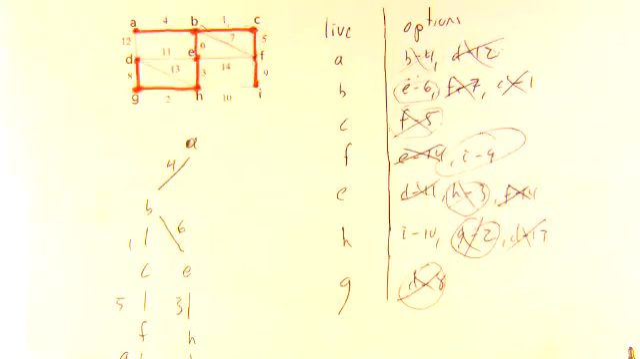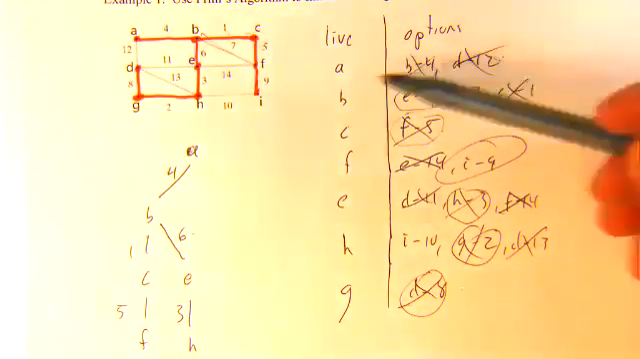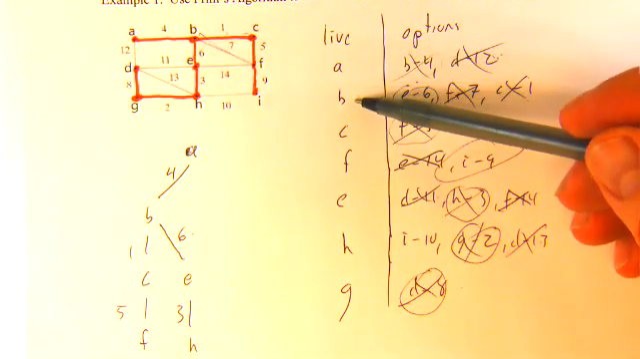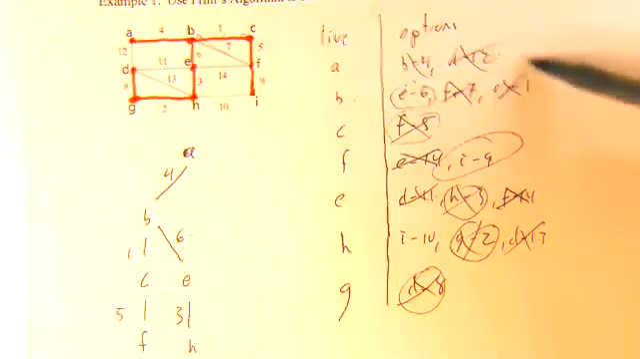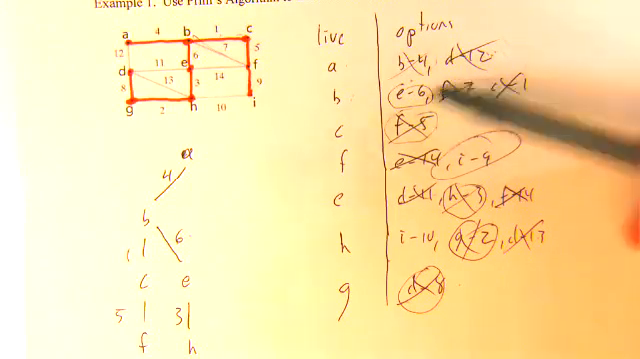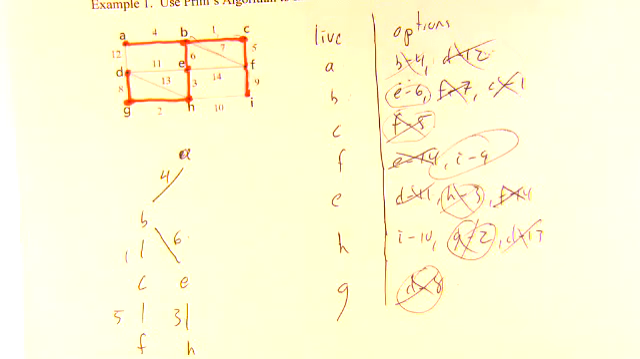So how do you go about doing that? Start somewhere, list what your options are, take the cheapest option, add where you go to the list of live options, look at the collection of options, take the cheapest one, add that on, add its options, look at the collection of options, take the cheapest one.